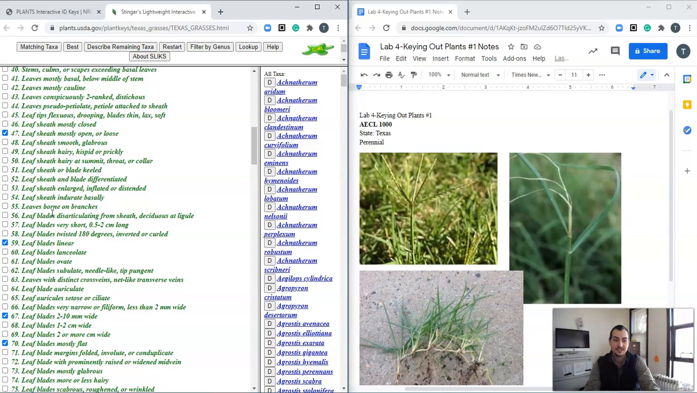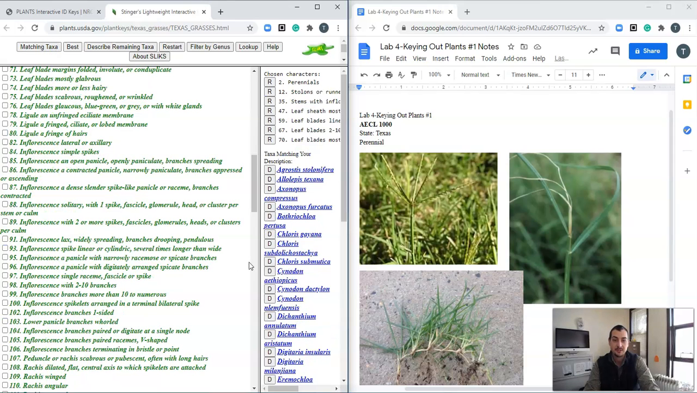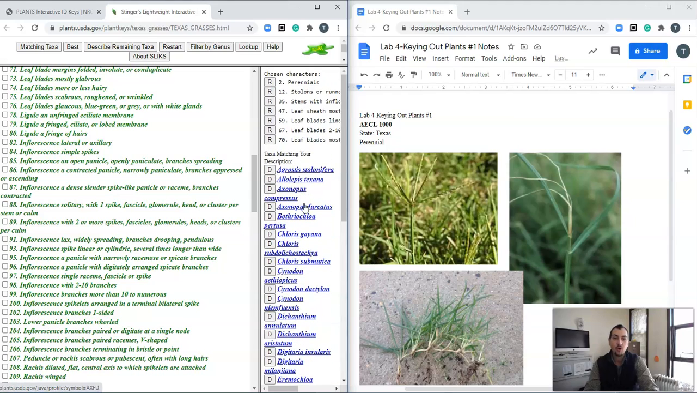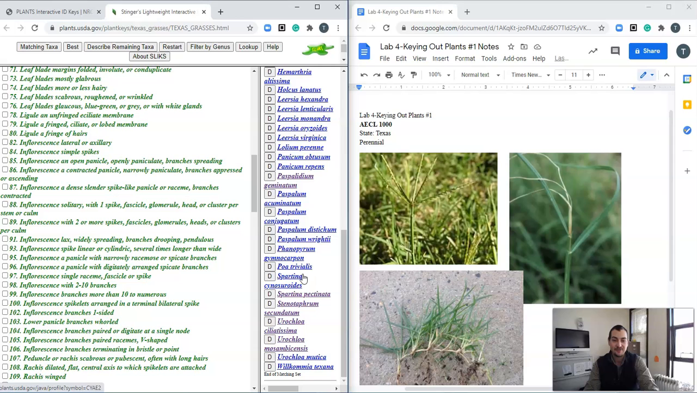So we have 1, 2, 3, 4, 5, 6, or 7 different characteristics identified. So I'm going to come up here and click on matching taxa and see what it gives us. It narrows it down a lot. It basically says, out of that whole long list, here are all the ones that match.